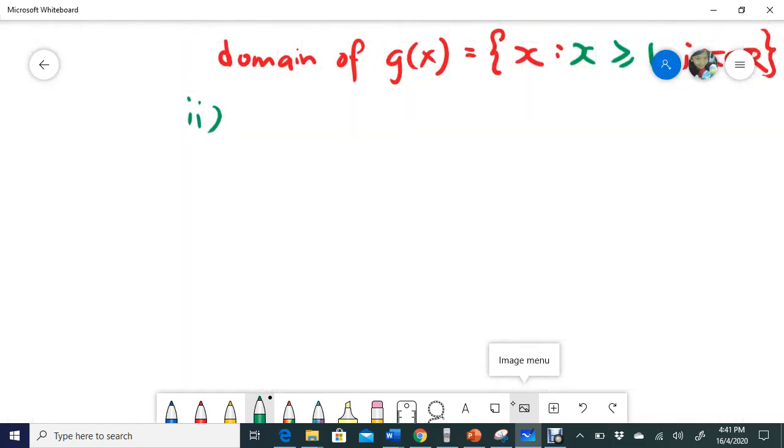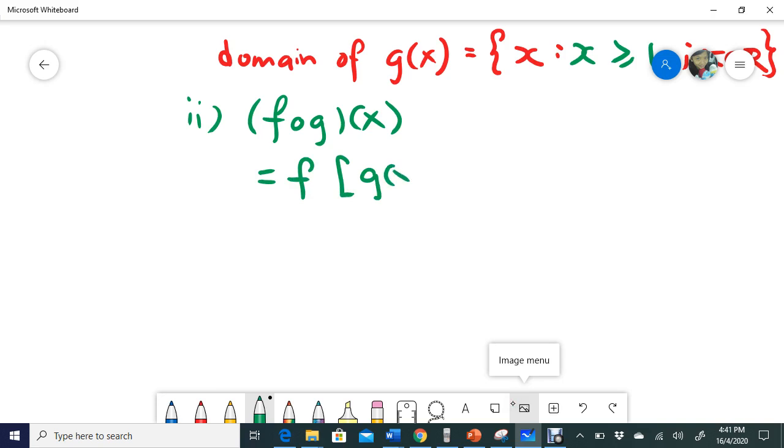The question asks you about fg. So fgx. Do remember to rewrite it back. What is it? That is f in bracket gx. Please, the formula, 1 mark is given. So please remember to write back.